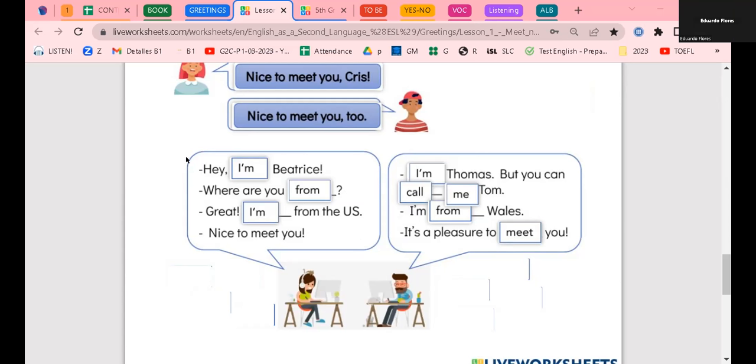Okay, thank you. But remember, you have to start here. Recuerda que va complementando. Hey, I'm Beatriz. I'm Thomas, but you can call me Tom. Where are you from? Acá le contesto. I'm from Wales. Great. I'm from the US. It's a pleasure to meet you. Nice to meet you. Okay. Let's see. Thank you, guys. Let's continue with Fatima and Hector.